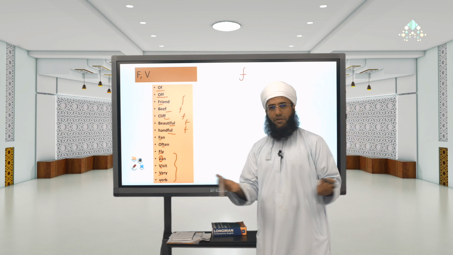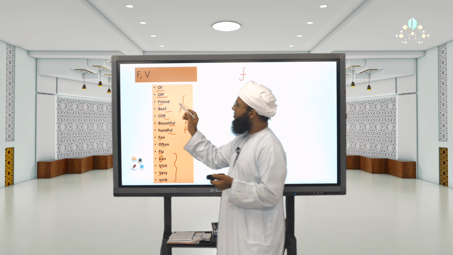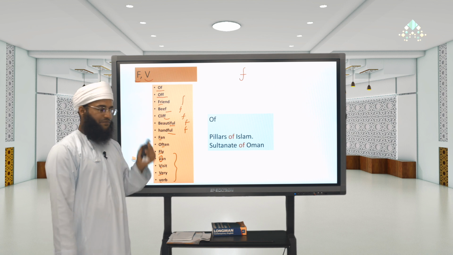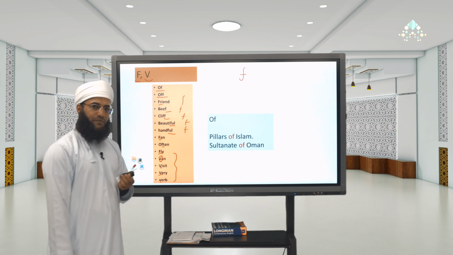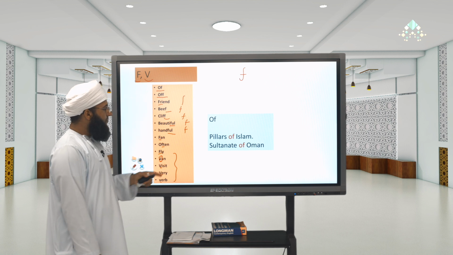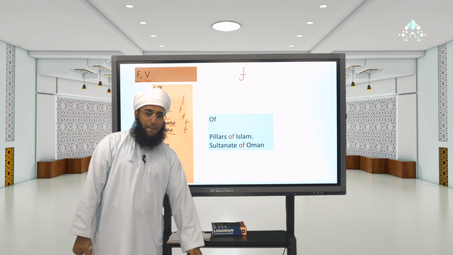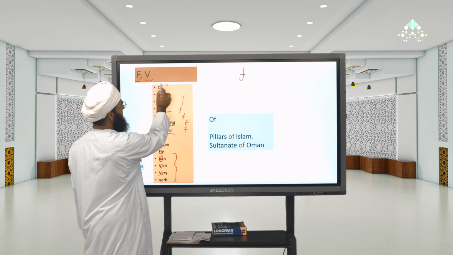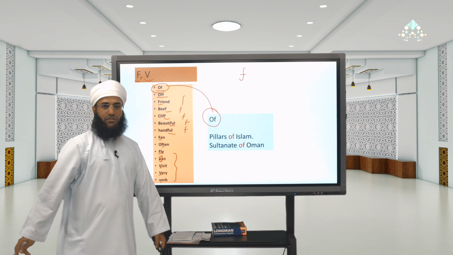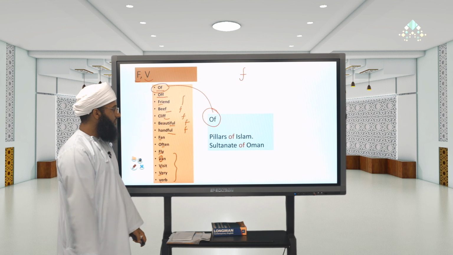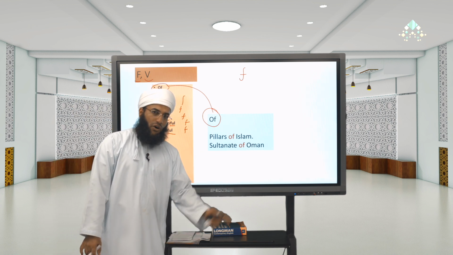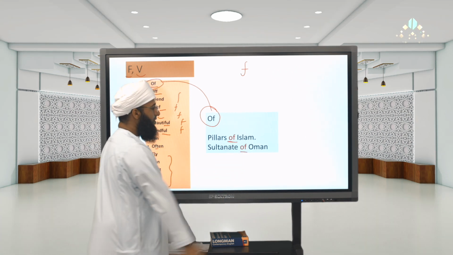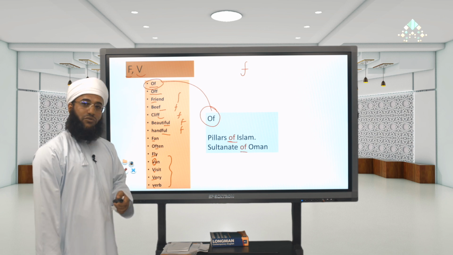What is the issue now here then? Why am I trying to draw your attention to these two? Here, who can pronounce this? Can you pronounce it? Pillars of Islam? Of Islam? Tell me. I'm trying to draw your attention. I didn't pronounce them before, I left it for you. And here, Sultanate of Oman? Of Oman? Still, I'm not going to reveal it.